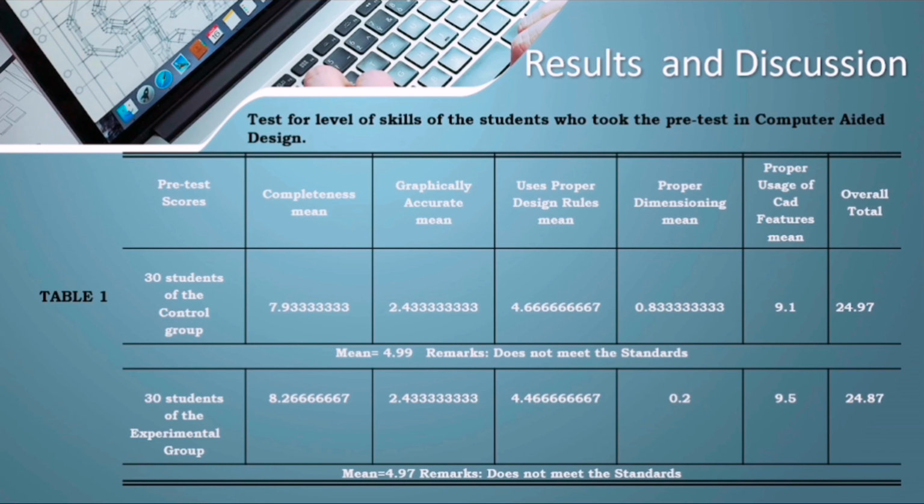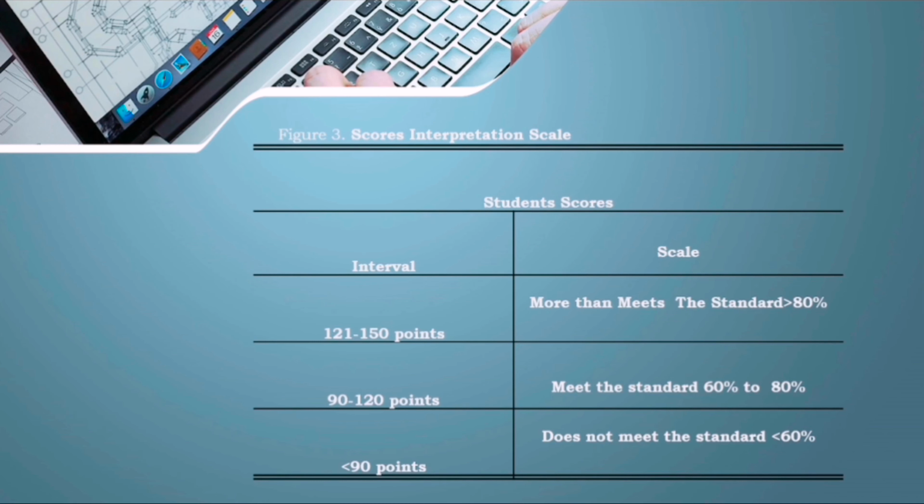Now, after the pretest, the test of the level of expertise of the students who took the pretest in computer aided design shows that they do not meet the standards in terms of level of skills. Figure 3, scores of interpretation skills. We have 121 to 150 points, more than meet the standards. We have 90 to 120 points, meet the standards. And below 90 points does not meet the standards.